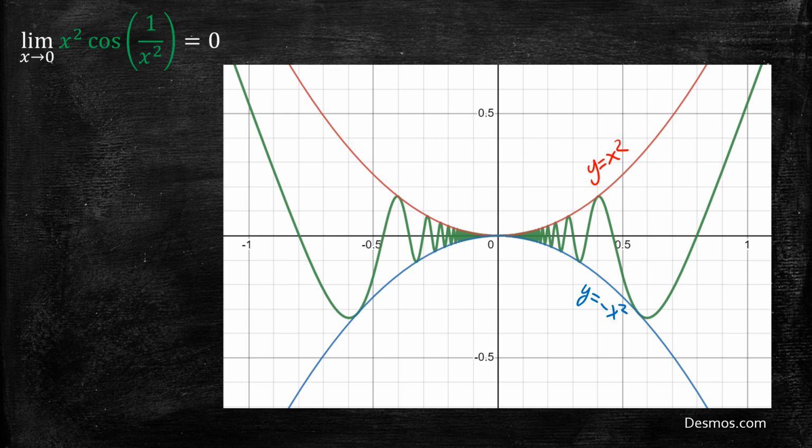If you focus in around x equals 0, you see that y equals x squared and y equals negative x squared come together right at x equals 0. And their limits, of course, are 0 at x equals 0. And so the green function, hemmed in between the two, has to follow suit. And that's why the limit of x squared cosine of 1 over x squared has to equal 0 also.